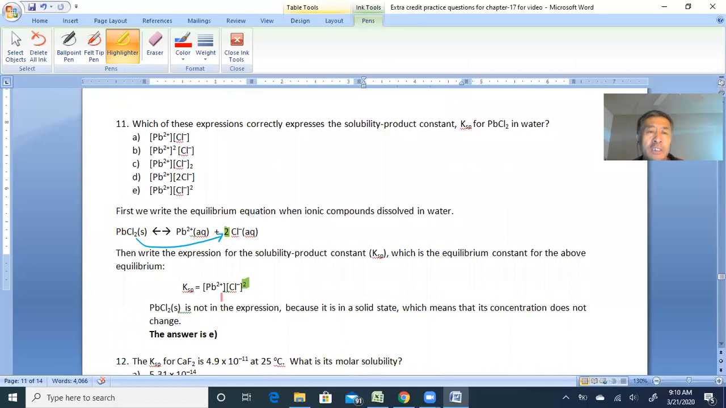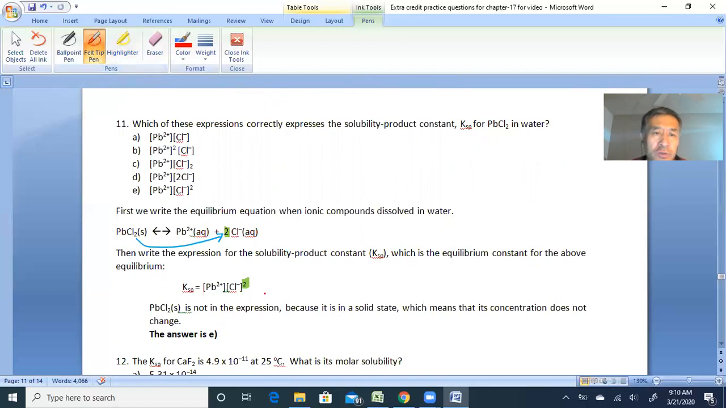All right, so question 11 is about which of the expressions here is the solubility product constant, Ksp, for this PbCl2 in water. So to do that, you first write the equation for the solubility equilibrium for this given salt. So the given salt is PbCl2 solid. So for the solubility equilibrium, we simply take one unit of the salt and separate it into ions.